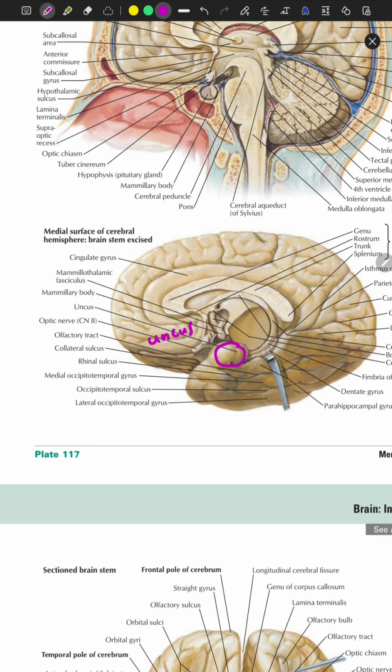This is the uncus. So this is the uncus of the parahippocampal gyri, and it is concerned with the olfactory area. It is also concerned with the limbic system, and the area involved is 28.